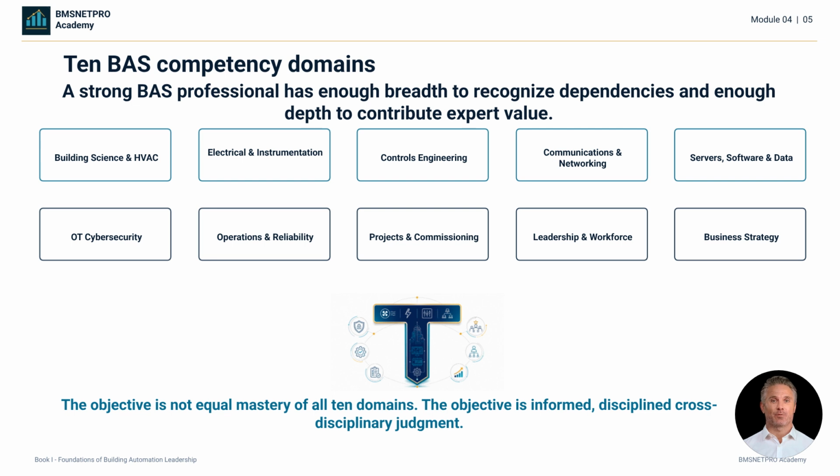The 10 domains are building science and HVAC, electrical systems and instrumentation, controls engineering, communications and networking, servers, software and data, OT, cybersecurity and resilience, operations and reliability, project delivery and commissioning, leadership and workforce development, and business strategy. The objective is not equal mastery of all 10. The objective is enough breadth to recognize dependencies and enough depth to contribute expert value.